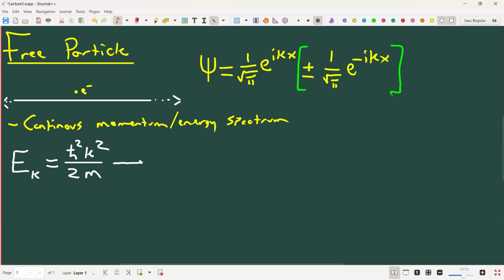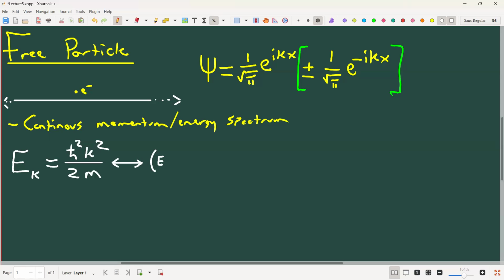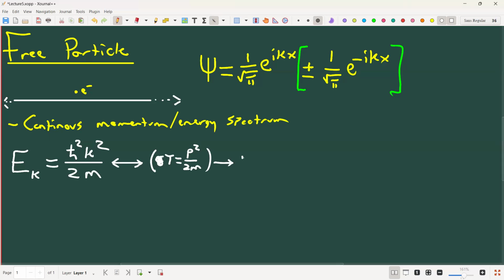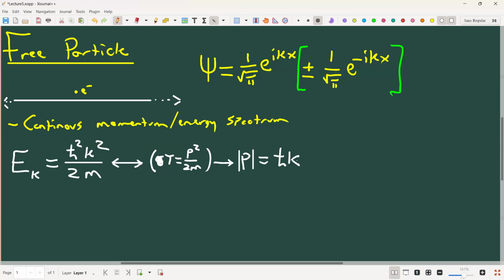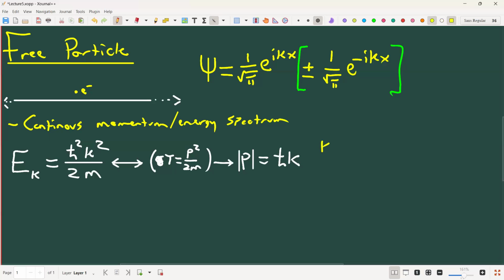Today's a good day to talk about this number because we see it now. And of course, this is related to the momentum. Just remind yourself that the kinetic energy, T, is p squared over 2m, which means that the absolute value of the momentum is h bar k, right? Where k is some number. So k is a real number. And h bar is a constant.